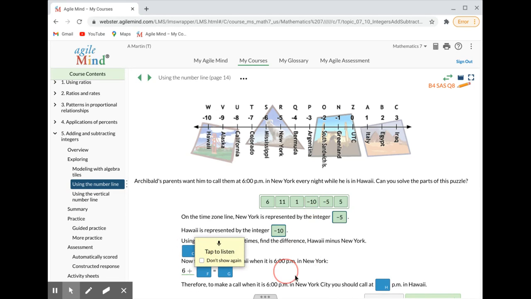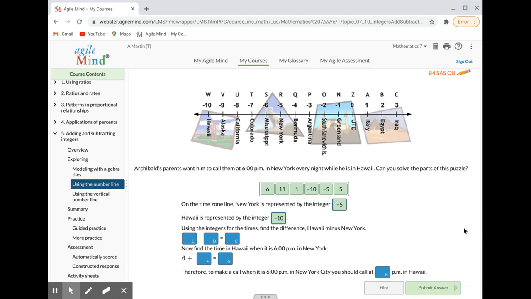It says using the integers for the times, find the difference, Hawaii minus New York. So we have to do Hawaii minus New York. Would it be -5? Or no. -10 minus -5. Or no, +5, right? Well, yes, that's what it will be. -10 minus -5 would equal what? Correct.